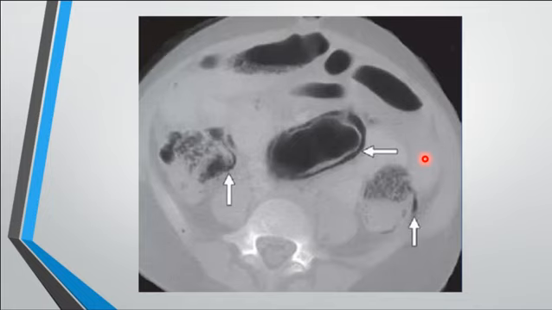What do we have here? What is it called?